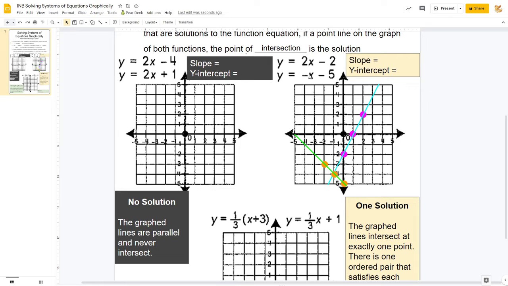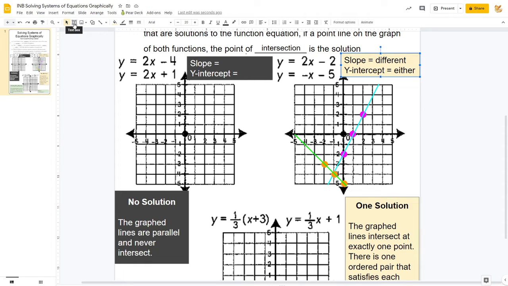Something I do want to note is, with a slope, something you should know is the slope needs to be different. That's a big key when having one solution: the slopes are different. The y-intercepts could be either the same or different. It doesn't matter, because if they're the same, that means they cross at the y-intercept. If they're different, they don't cross at the y-intercept, so it doesn't matter.